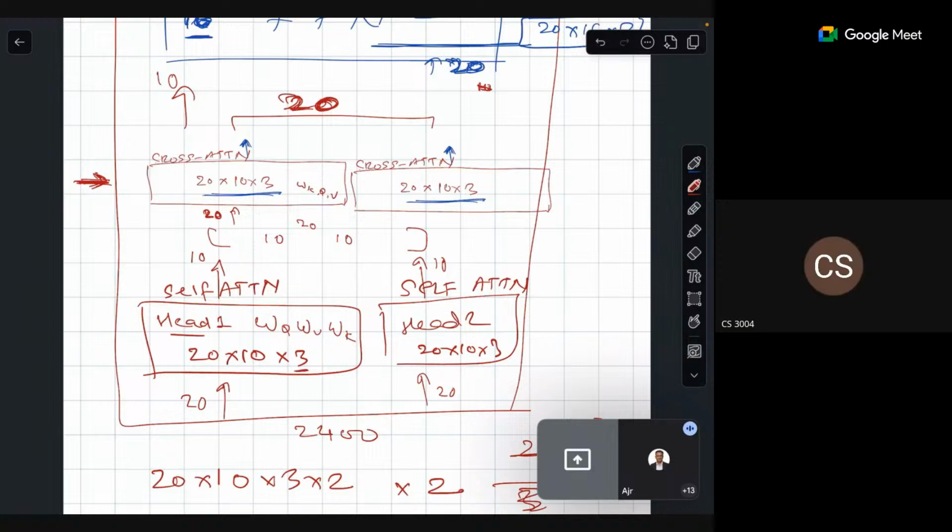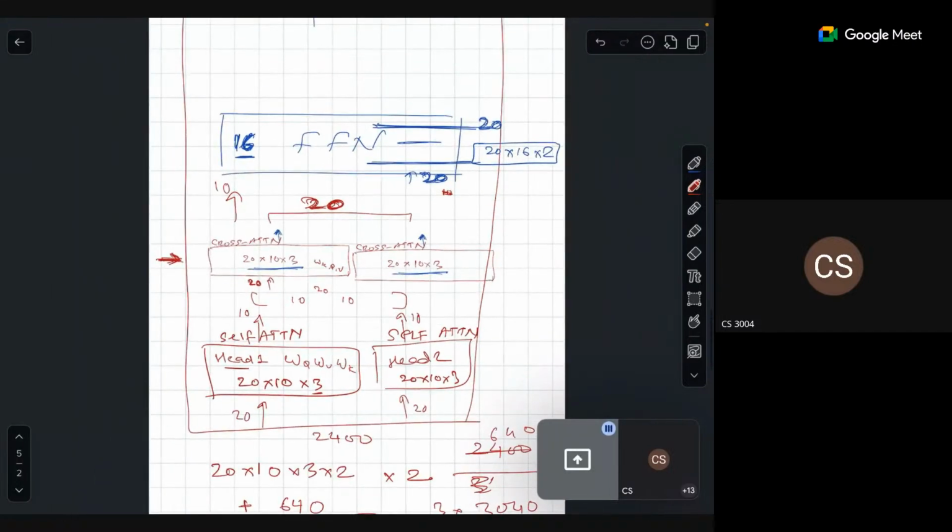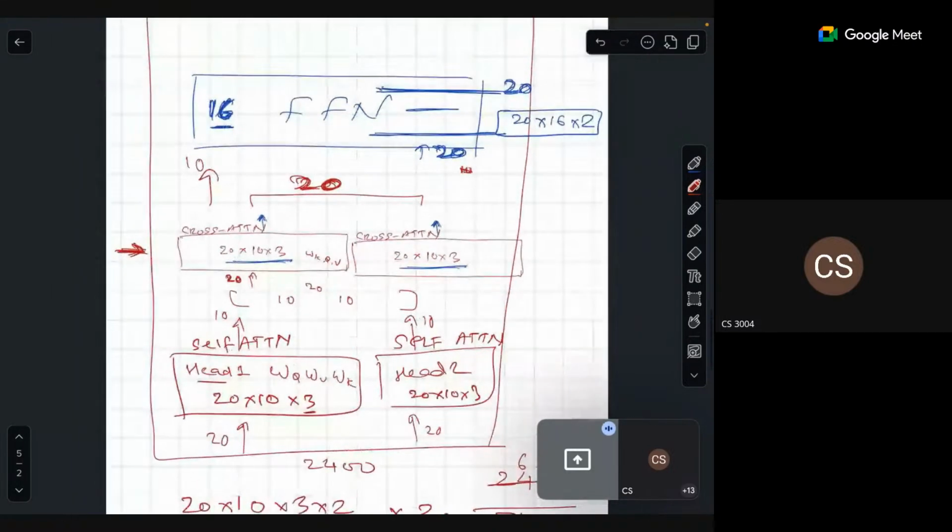I tried both. We want output as 10, right? So 20 into 10 into 3 is correct at cross attention. The other one is also correct: 20 into 10 into 3. 20 is going inside, and we want 10 as output, so again it will be the same. So up to cross attention it's correct.